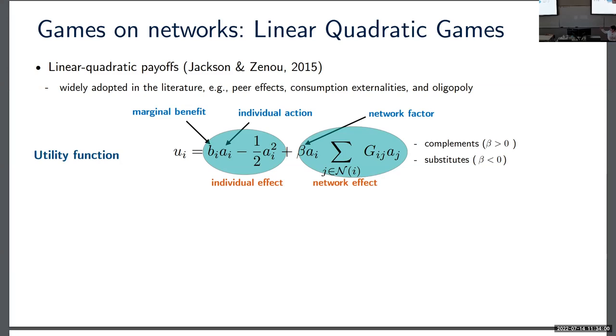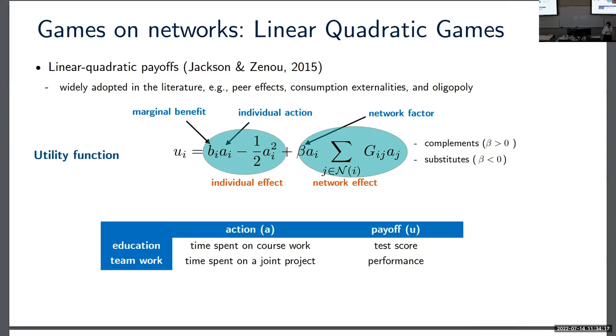Similarly, when beta is negative, when A_j is higher, if the focal individual i also performs a higher action, utility will decrease. So this captures the substitutive relationship, leading to negative behavior of these individuals. I'll give you another two examples just to contextualize this game.